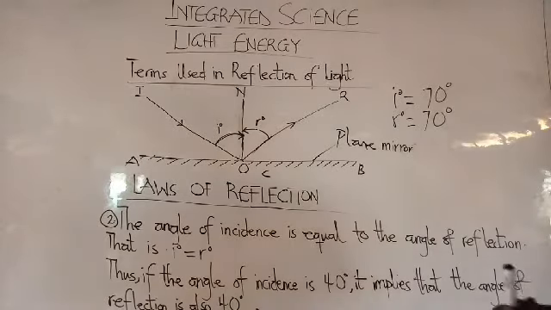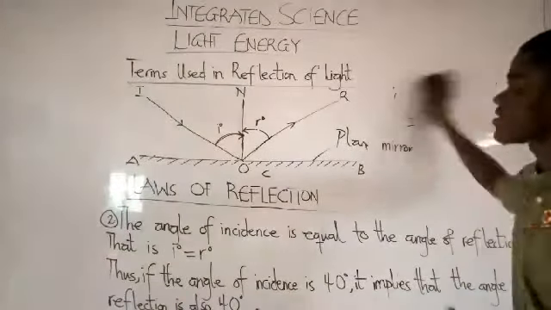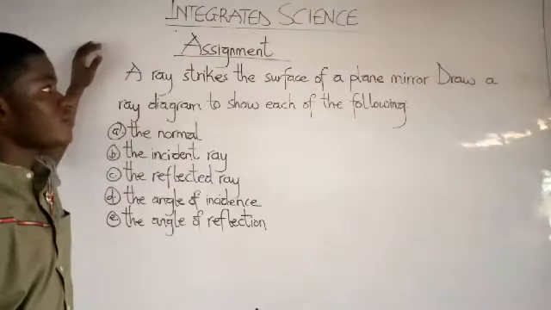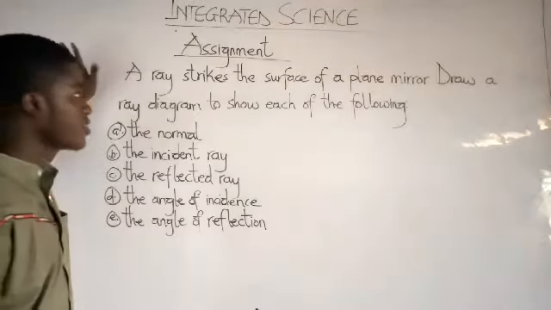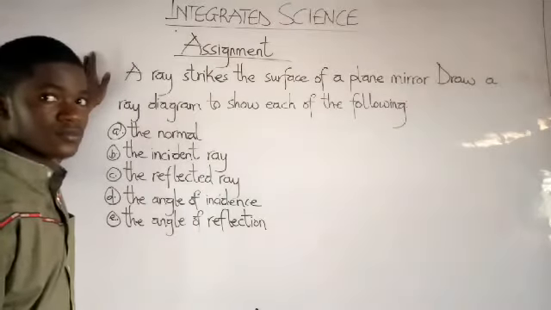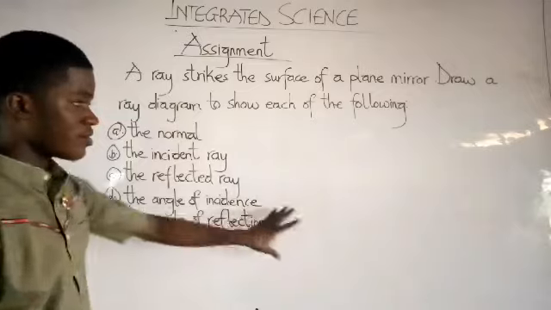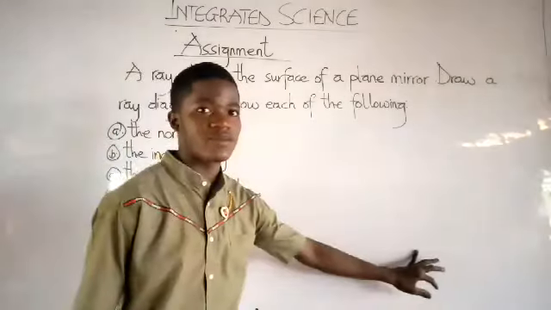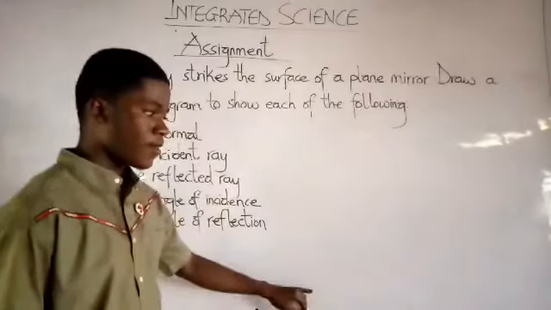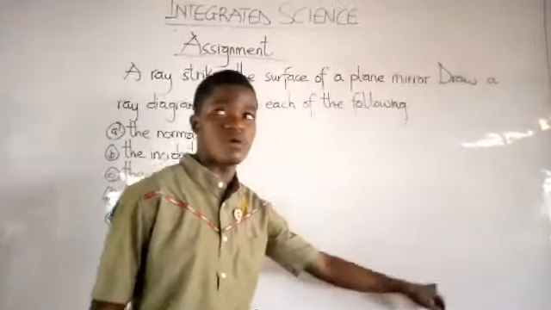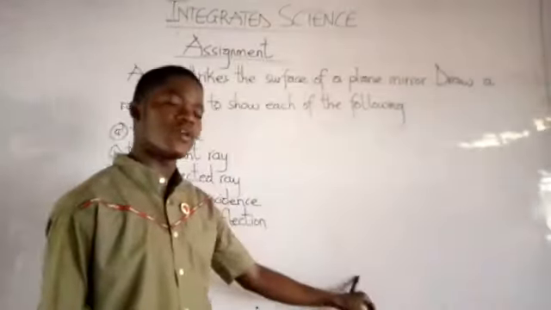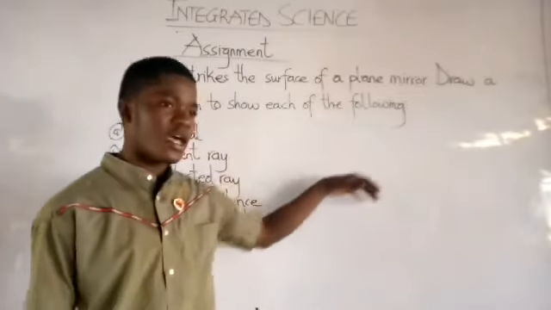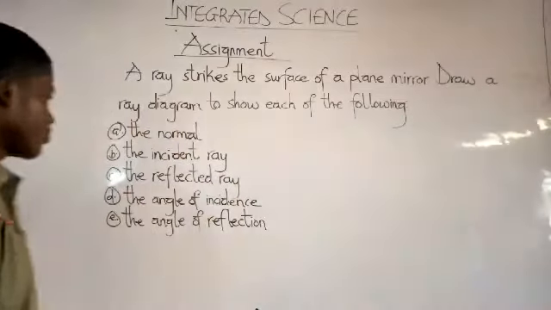Okay, so please take this assignment. It's a very simple assignment. During the course of teaching, I do some diagrams. So you draw something, represent something, you sketch something, representing the plane mirror. Then you bring your incident ray, the angle of incidence, the normal, the angle of reflection, the reflected ray, and the point of incidence. So that's that.